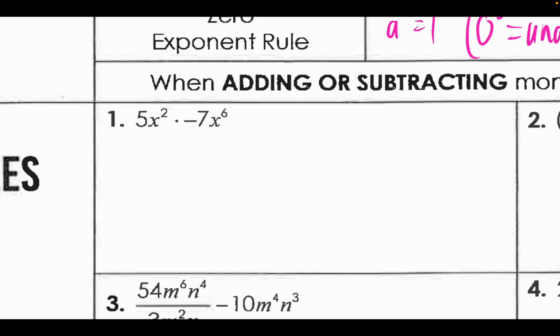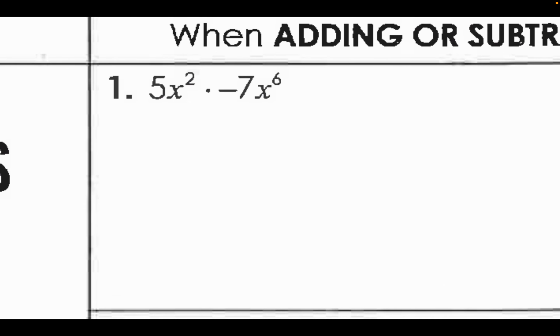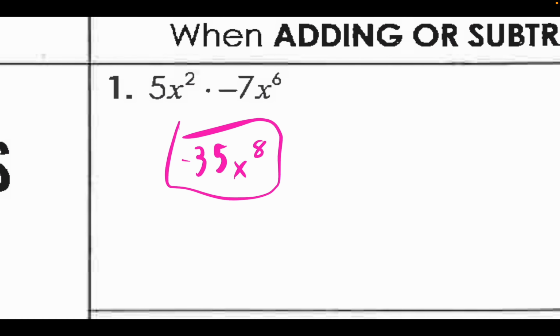So here on number 1, when I have 5x squared times negative 7x to the 6, I say 5 times negative 7 is negative 35. And then x squared times x to the 6th gives us x to the 8th. Add those exponents. And that's our answer.